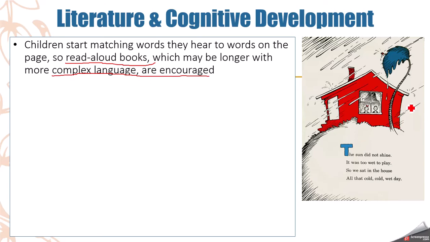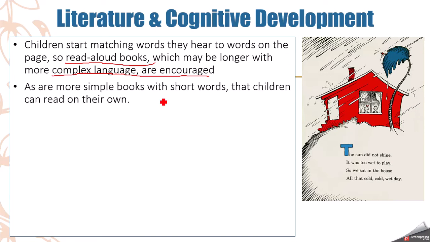So something like this book over here, The Sun Did Not Shine, It Was Too Wet to Play, So We Sat in the House All That Cold, Cold, Wet Day. I think that might be The Cat in the Hat. That's something that a younger child could read on their own, right? So that's something that is also encouraged, a simple book with short words. We talked last time, I think, about easy readers. That would be another thing that kids could read on their own.